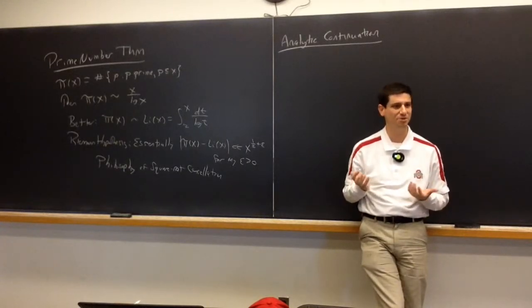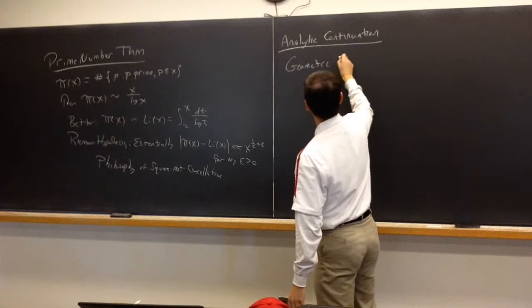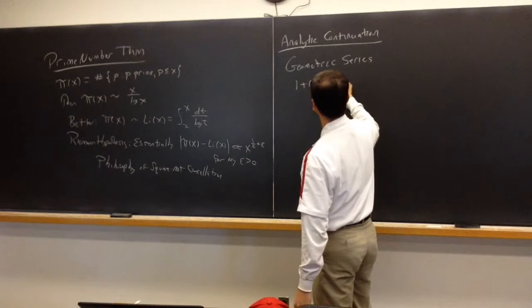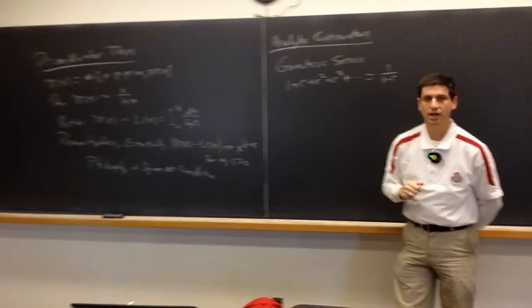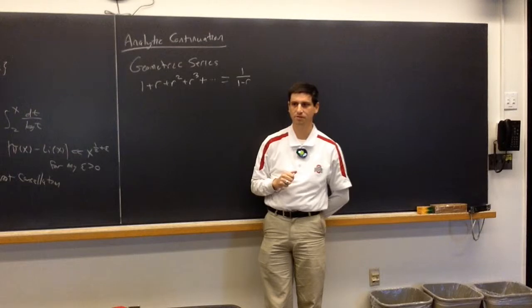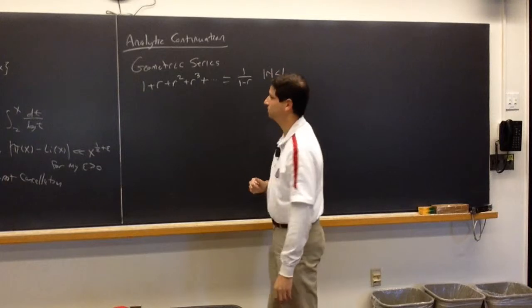So what's the classic example of a function we extend? It's the only sum we really know how to do, the only infinite sum we really understand. Geometric series. So the geometric series, 1 plus r plus r squared plus r cubed and so on equals 1 over 1 minus r. And when we write this, what are we supposed to put on as a constraint? Absolute value of r less than 1.